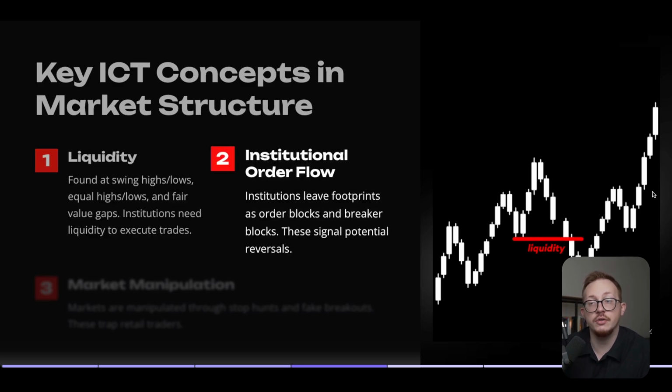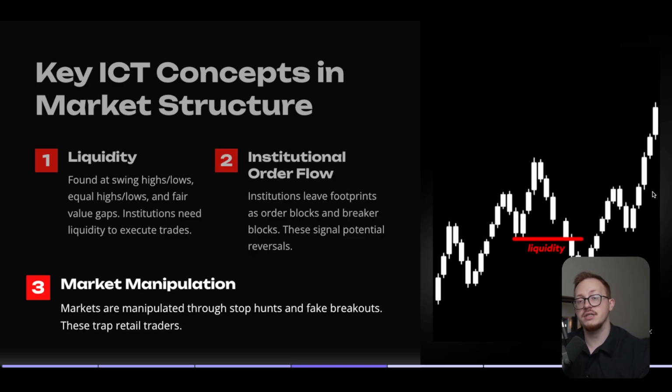Now, institutional order flow. Institutions leave footprints as order blocks and breaker blocks. These signal potential reversals. Again, very good confirmations to have or things to pay attention to in the markets. Then market manipulation. Markets are manipulated through stop hunts and fake breakouts. These trap retail traders. What I told you before, these equal highs, equal lows, very good place to put your stop loss, you would think. And that's basically where everyone puts their stop loss. But then you get that stop hunt, only for it to move in the right direction afterwards.